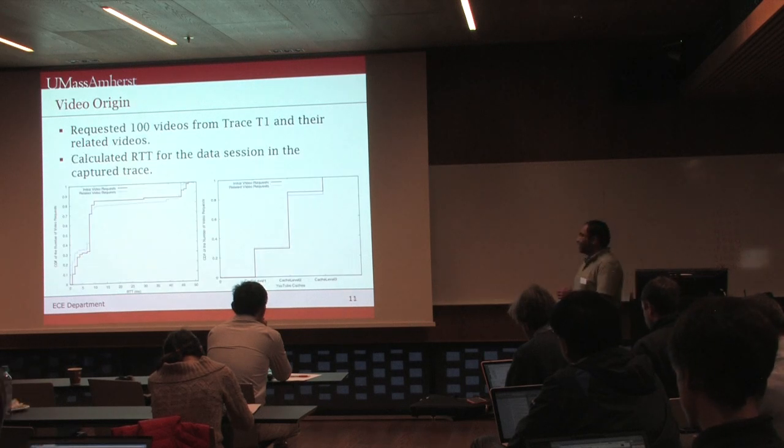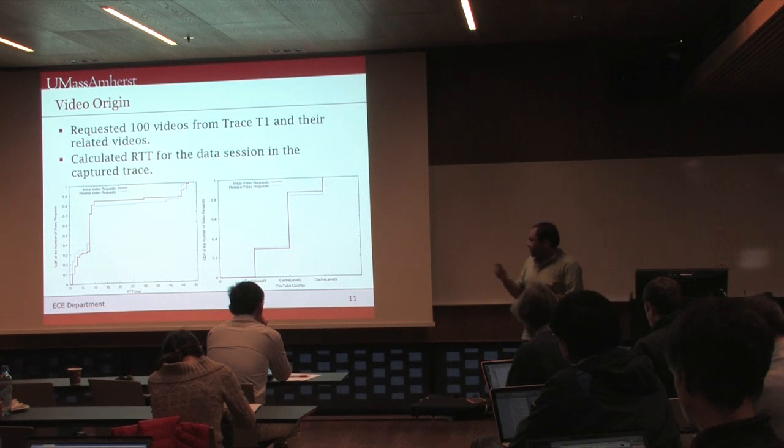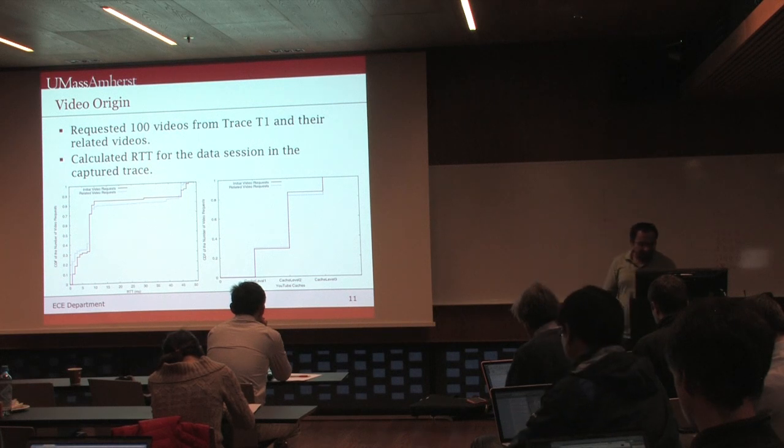And also, to understand if YouTube provides the videos from a nearby cache based on whether the video is popular or high up on the related list order, we did an RTT analysis by requesting 100 videos and their related videos from trace one. The plot on the right shows the CDF for the number of videos requested in that RTT range. From the RTTs we found there, we divided them into three different RTT ranges.